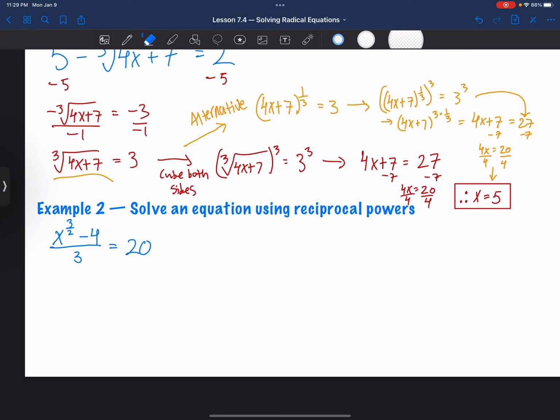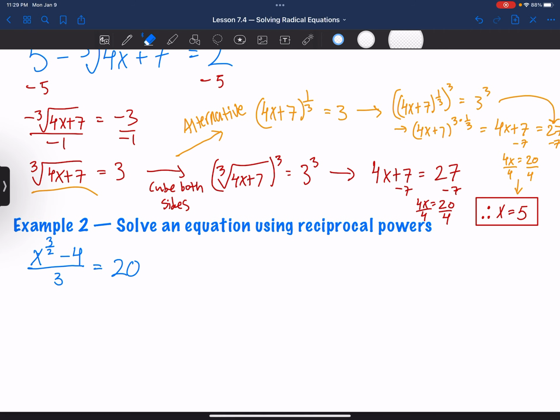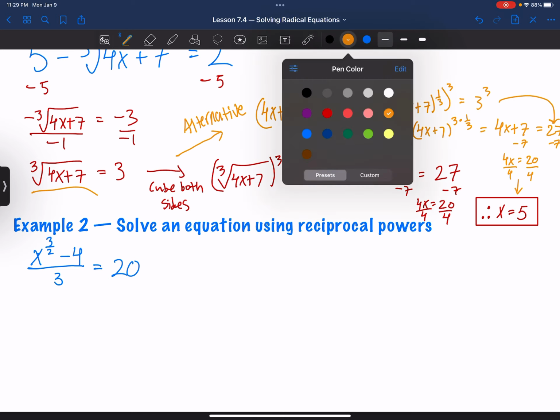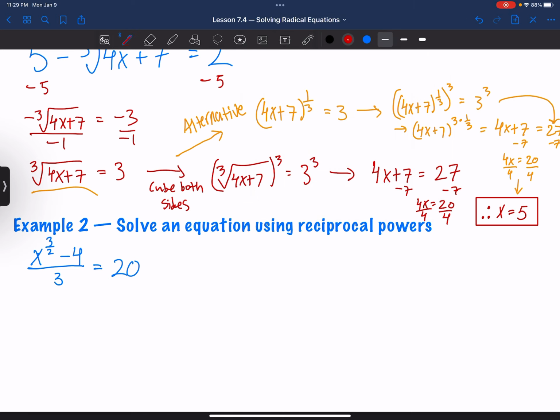Okay, let's look at one more, example 2, and then I'll end this video. And I hope this isn't going too long. I hope I can wrap this up soon. Okay, so let's solve an equation using reciprocal power.